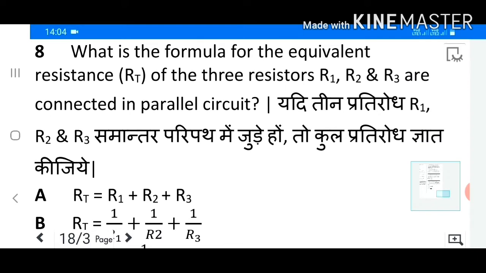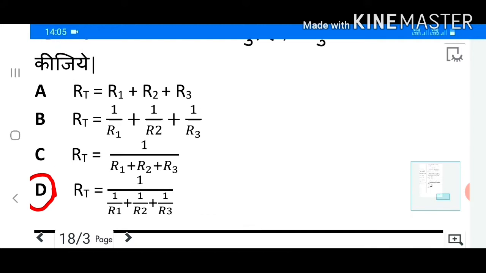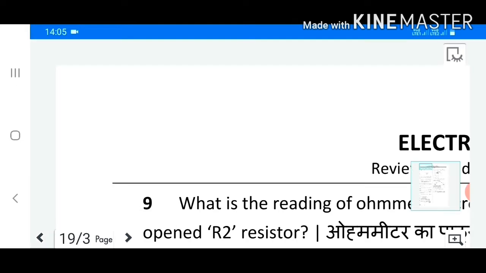8. What is the formula for the equivalent resistance of the three resistors R1, R2 and R3 are connected in parallel circuit? Answer D. R total equal to 1 upon R1 plus 1 upon R2 plus 1 upon R3.